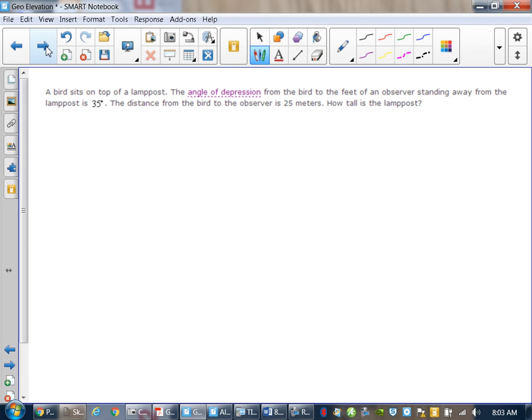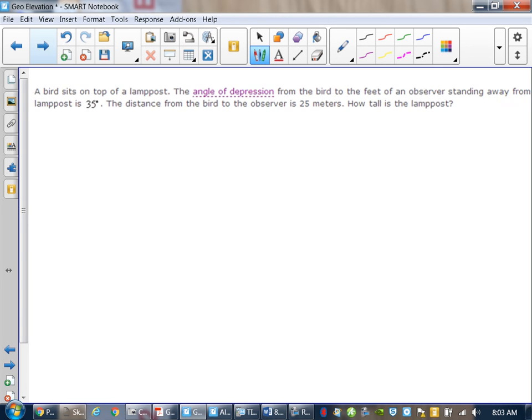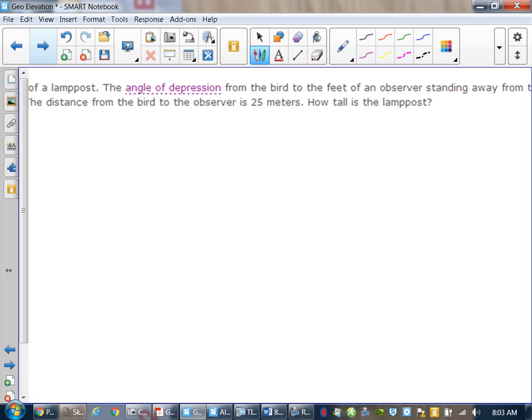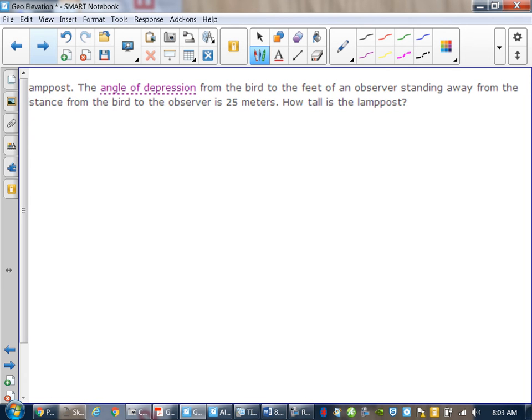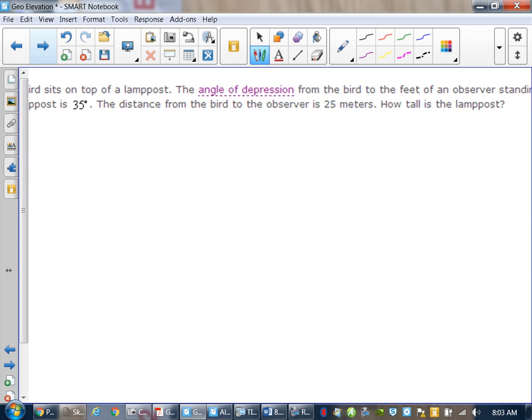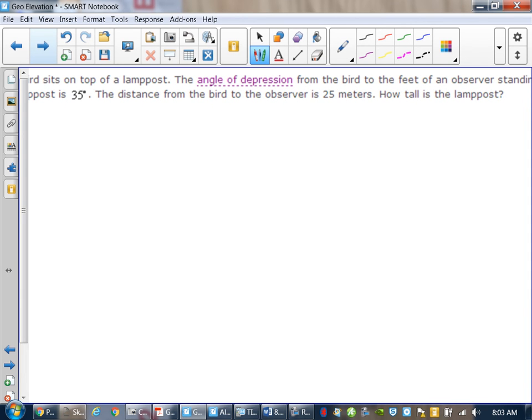A bird is on top of a lamppost. Wow, this really didn't blow up at all. Sorry about that. The angle of depression from the bird to the foot of an observer standing away from the lamppost is 35 degrees. So, bird on a lamppost.